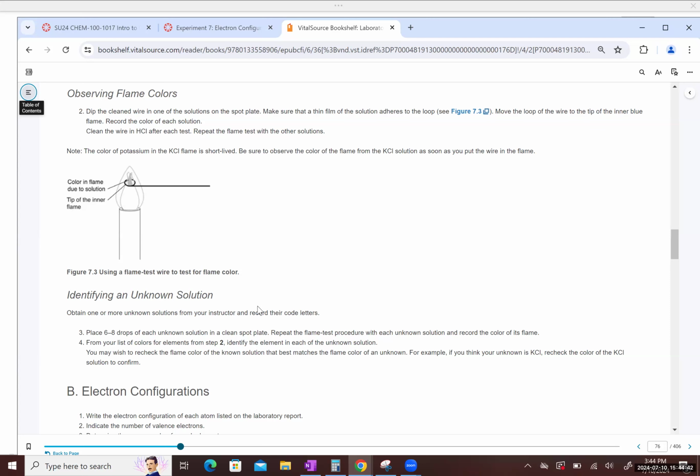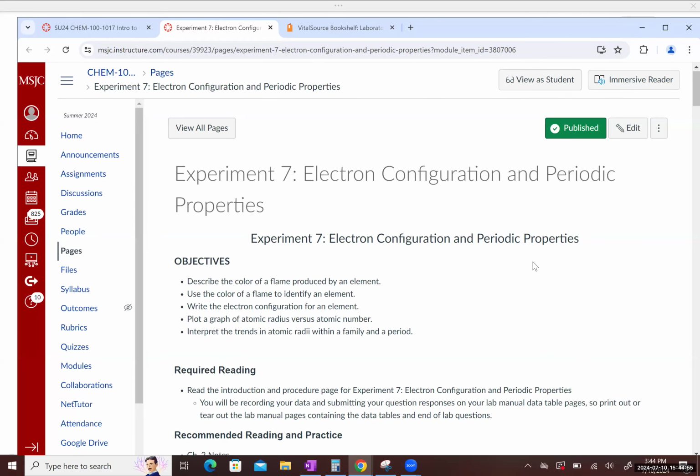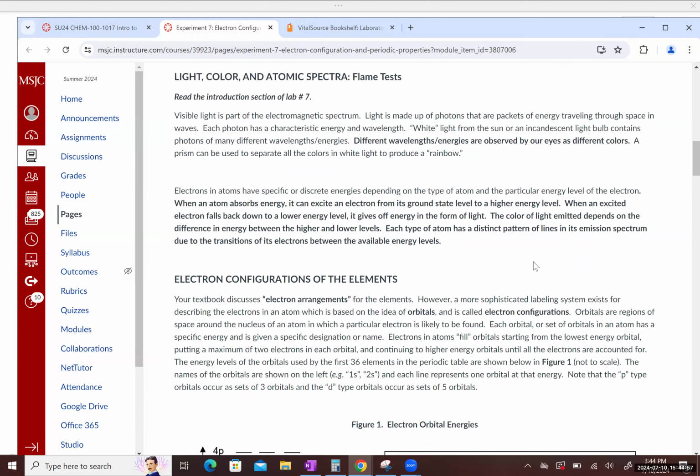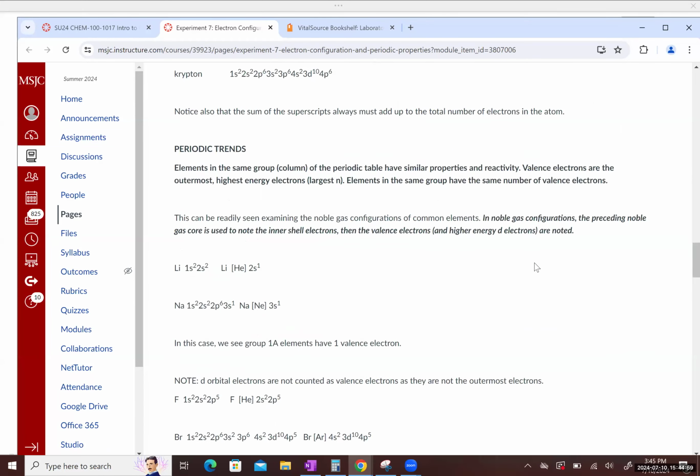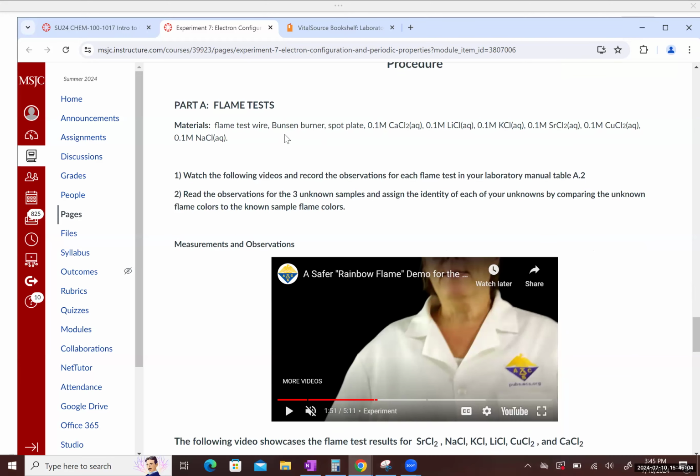So in order to collect this flame test data, I have provided you some recordings to review in the Experiment 7 lab page. So again, there's some introductory information. We're going to scroll down all the way to the experiment procedure. So part A, flame tests.